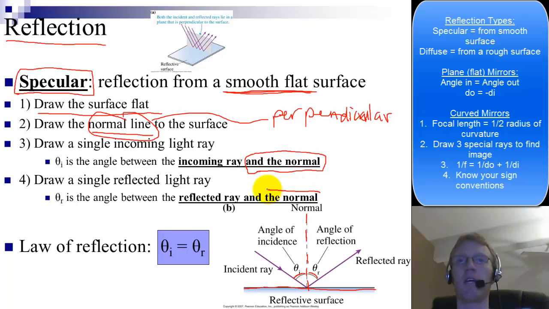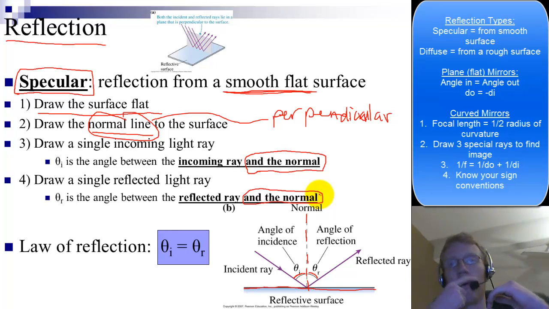Why isn't it the other way? I don't know. It could have been, but at some point in the past, someone had to pick: are we going to measure relative to the surface, or relative to the normal? And they chose normal. So all the rest of the stuff in these chapters is based on that convention, so it's important that we follow through with it.